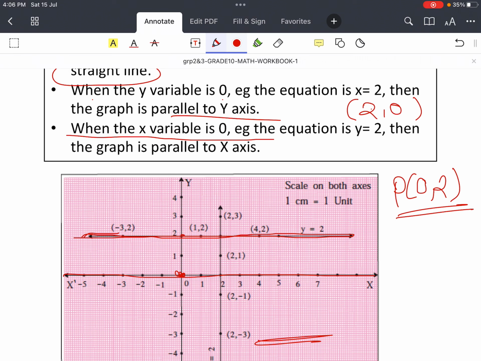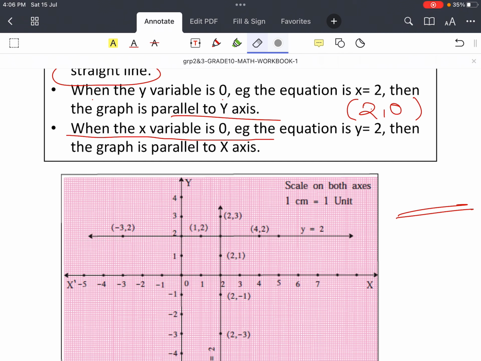Now there are a few other points. In this graph we will discuss how to plot a few more graphs. Take an example: this is one point, 4, 2; next one, 2, minus 3; 2, minus 1; 3, 2. These are a few points.